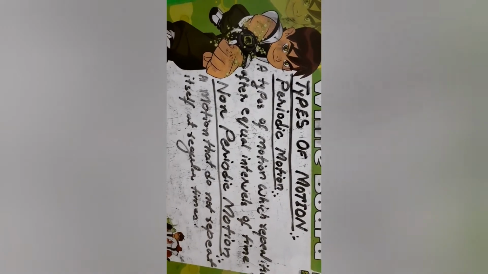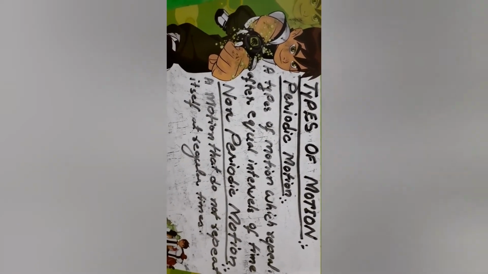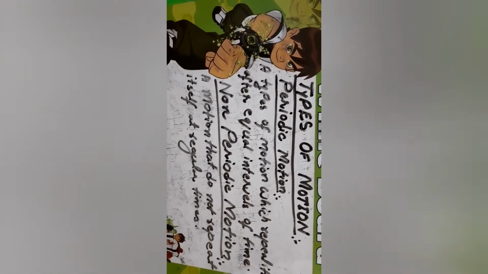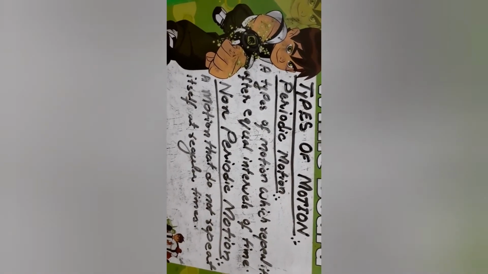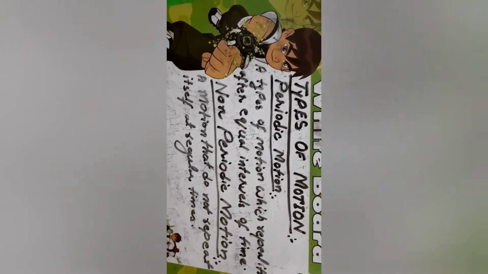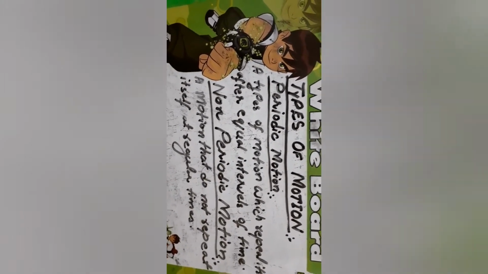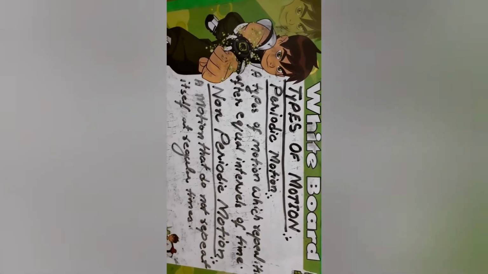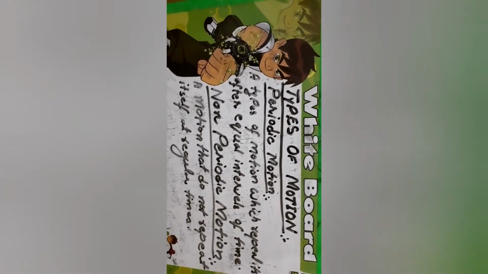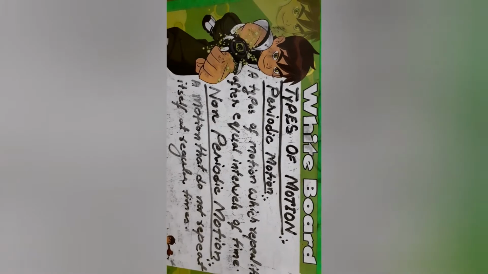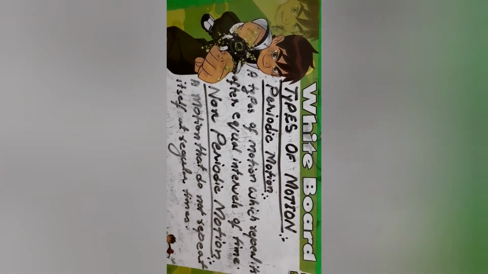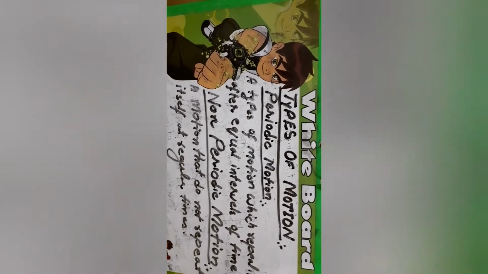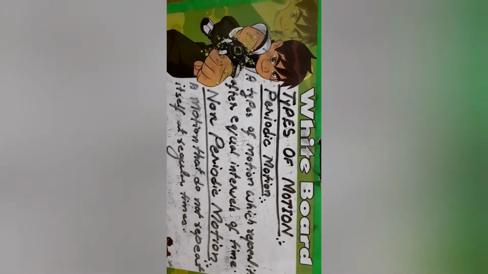Examples of periodic motion are the motion of a pendulum. A pendulum moves at regular intervals and after equal intervals of time. The movement of the blades of a clock, the movement of the earth, the rotation of the earth around its axis. It completes its rotation in 24 hours. These are examples of periodic motions.